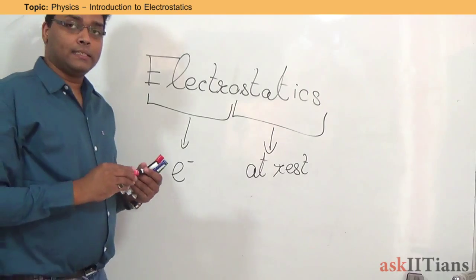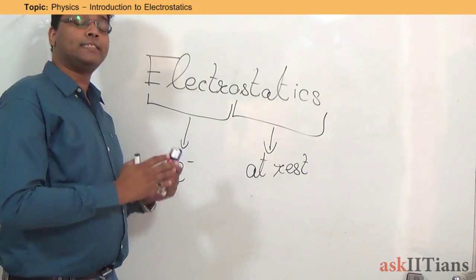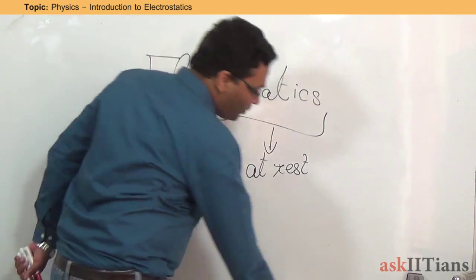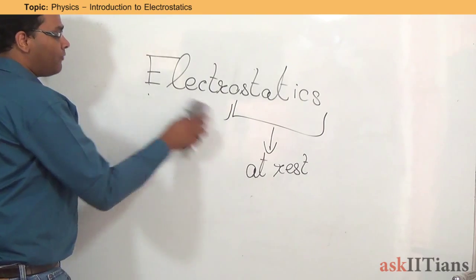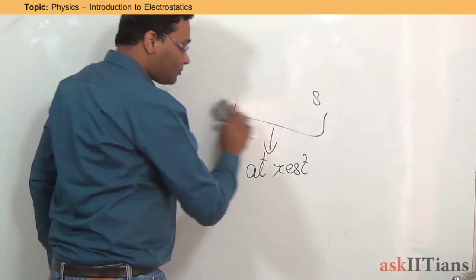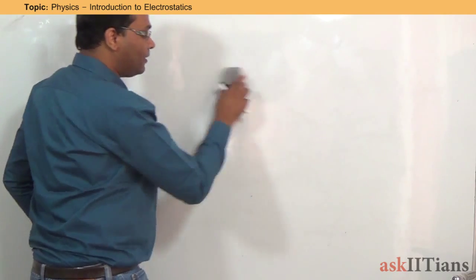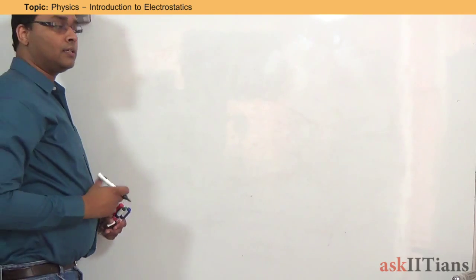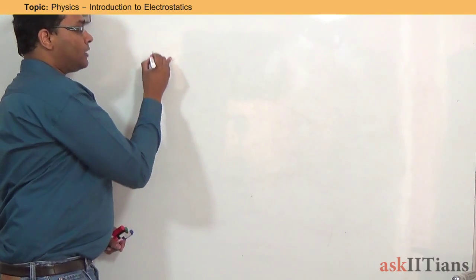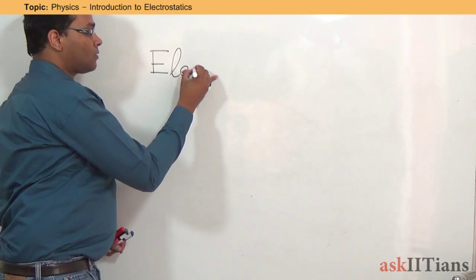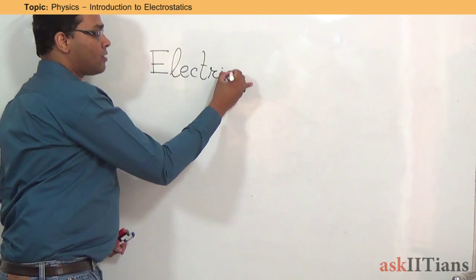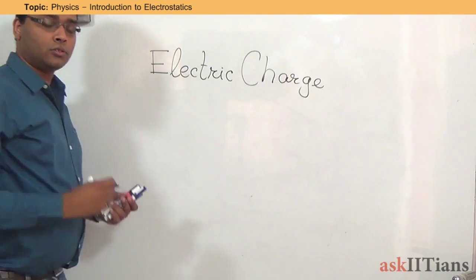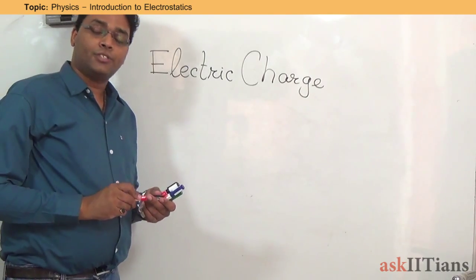So all the properties that we'll be discussing in this particular chapter are going to be based on this concept. But before we come to this, let me give you a very brief intro about what exactly is the thing that we will be discussing. That comes from the notion of what is known as an electric charge. So what do we understand by an electric charge?